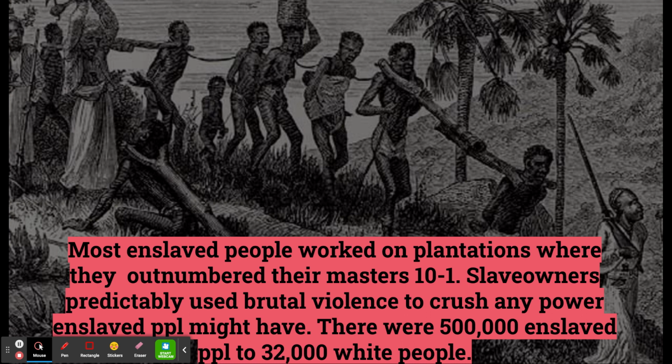This is something interesting that we're going to come back to next week. Most enslaved people worked on plantations where they outnumbered their masters, the people in control, 10 to 1. Slave owners predictably used brutal violence to crush any power enslaved people might have. There were 500,000 enslaved people to 32,000 white people. So just take a moment to look at that number and think about what could happen with those odds.